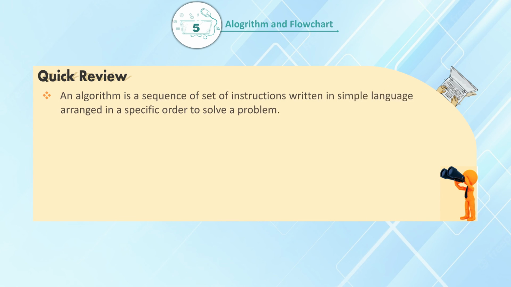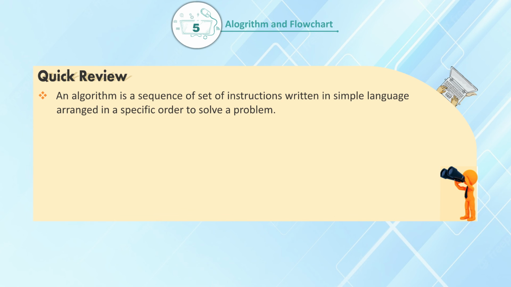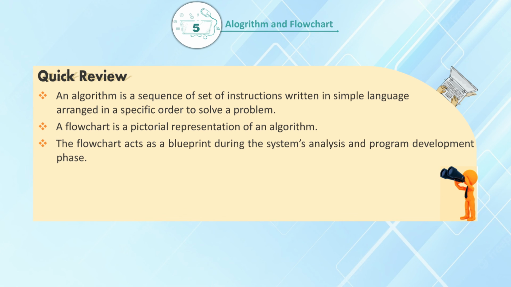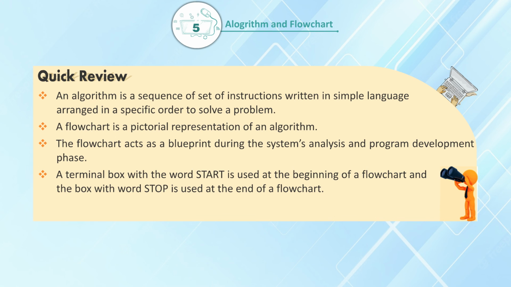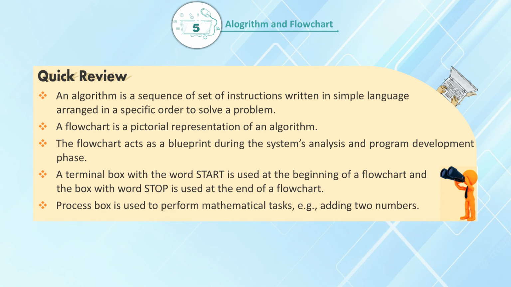Quick review. An algorithm is a sequence of set of instructions written in simple language, arranged in a specific order to solve a problem. A flowchart is a pictorial representation of an algorithm. The flowchart acts as a blueprint during the system's analysis and program development phase. A terminal box with the word start is used at the beginning of a flowchart, and the box with word stop is used at the end of a flowchart. Process box is used to perform mathematical tasks, for example, adding two numbers.